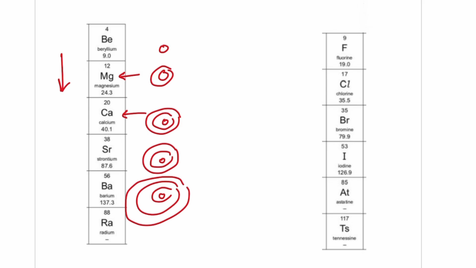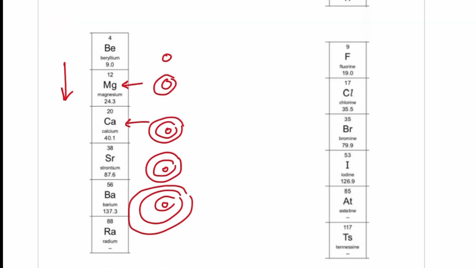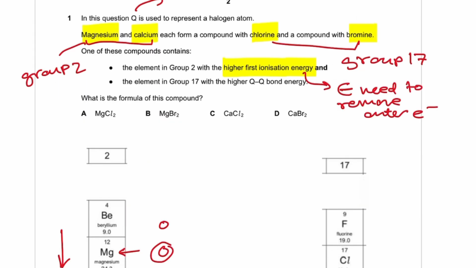Now, as the shielding increases, the outer electrons become further away from the nucleus. Now, the ionization energy refers to the energy needed to remove outer electrons. The more shielding, the further away the electrons, the less energy you need to actually remove the outer electrons. So, magnesium is going to have a higher first ionization energy. So you can already cancel out C and D.